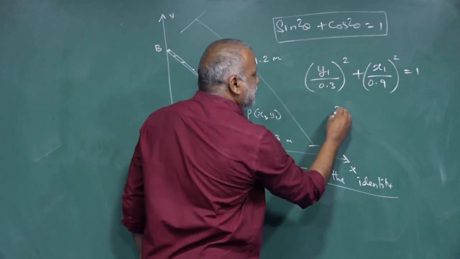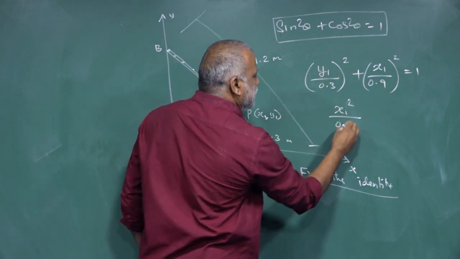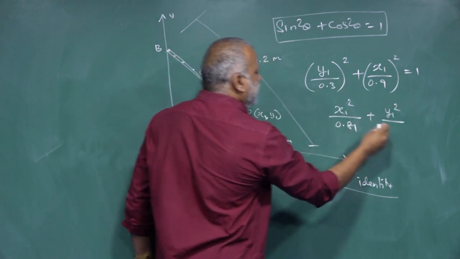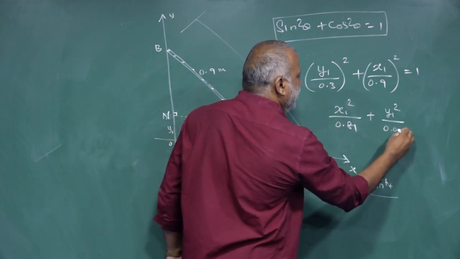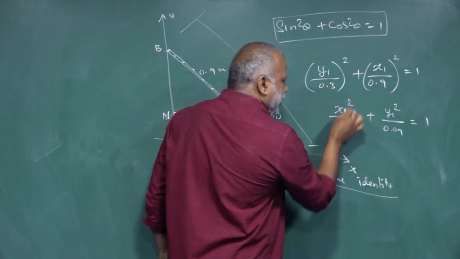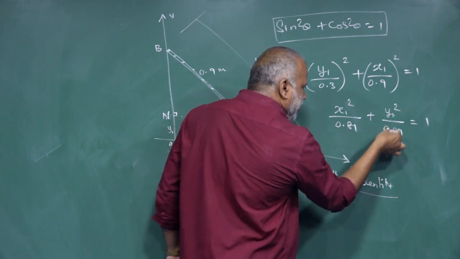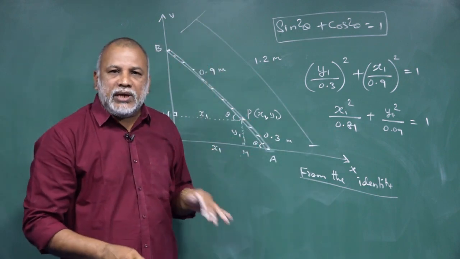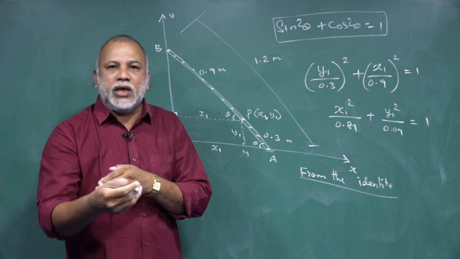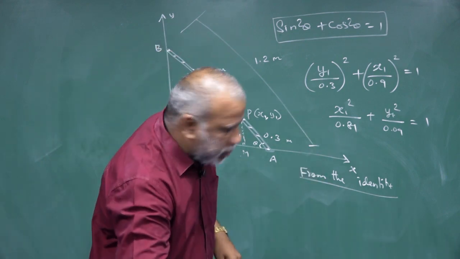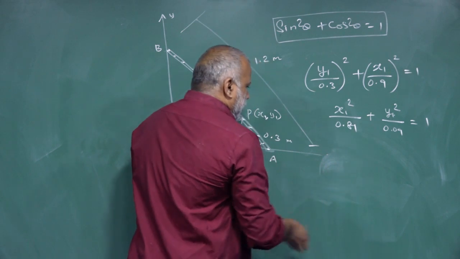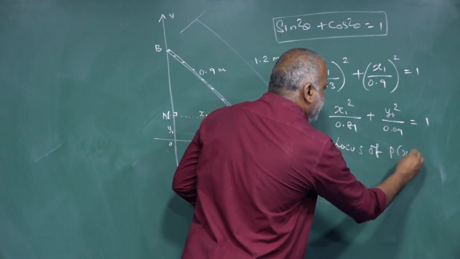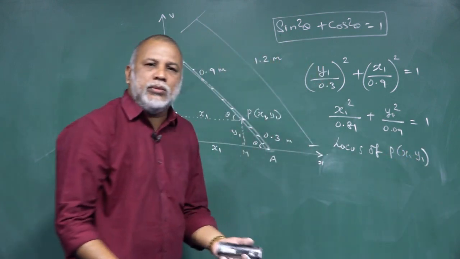So I can write the first value x1 squared divided by 0.81, and y1 squared divided by 0.09, equal to 1. x1, y1 is initially a fixed point, but we need the locus. Locus means it should be a moving point. Therefore, the locus of the point P(x1, y1).